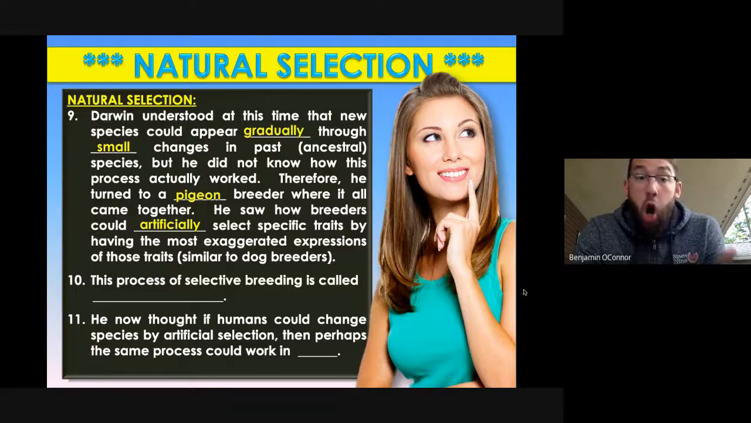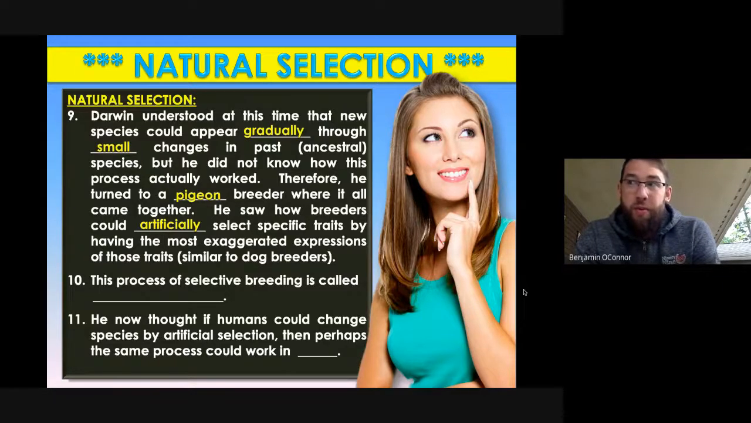He saw how breeders could artificially select specific traits by having the most exaggerated expressions of those traits, similar to dog breeders, all right? We all know of different breeds of dogs. You have Great Danes, Black Labs, Golden Retrievers, and such. And through artificial selection, which means not what happens naturally, you can select for certain traits. And so all of your smaller dogs, like terriers and chihuahuas and such, dogs are supposed to be the size of a wolf, guys. That is the common ancestor from Canis domesticus to the rest of the world.